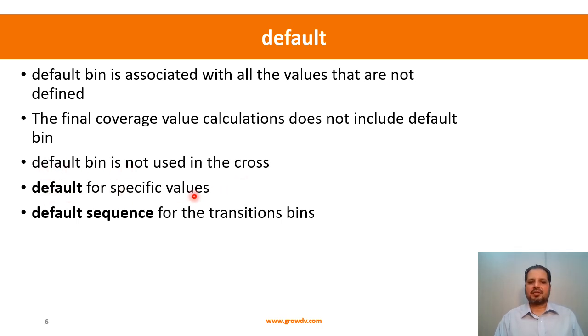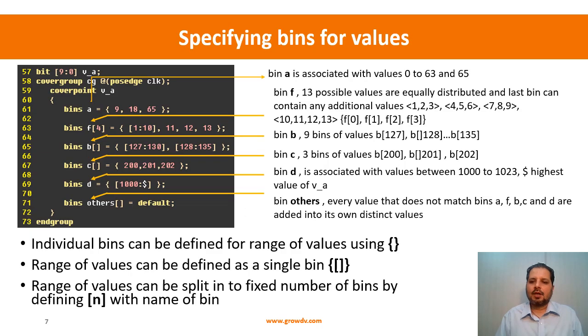And so for specific values, you can use default, and then we have default sequence for the transition bin. So if you want to define the default bins for transitions, you need to use the default sequence keyword, and for the specific values you can use default. Anyway, we will be seeing examples of these. How do we specify the bins for the cover point? That's what we will look at from this slide onwards.